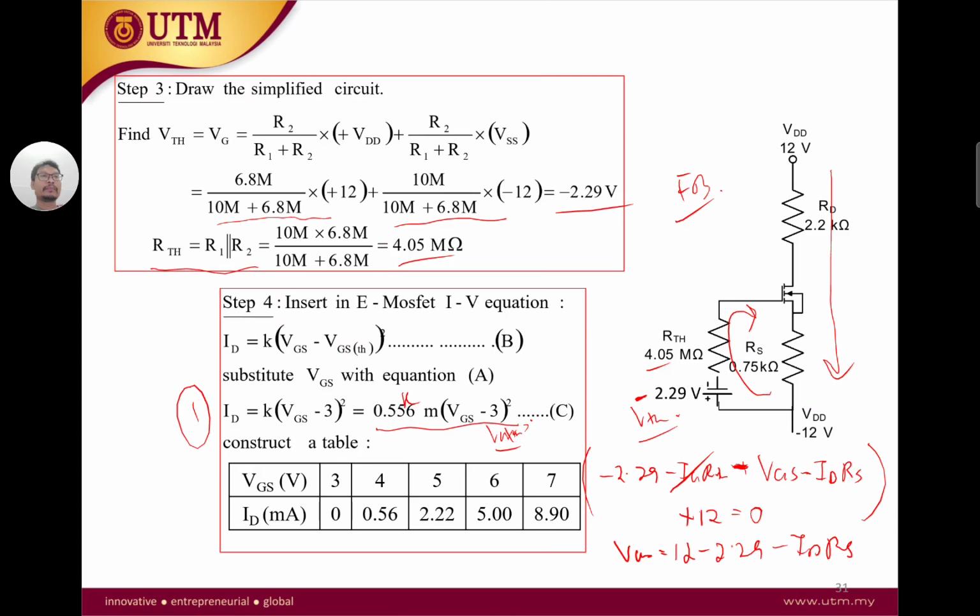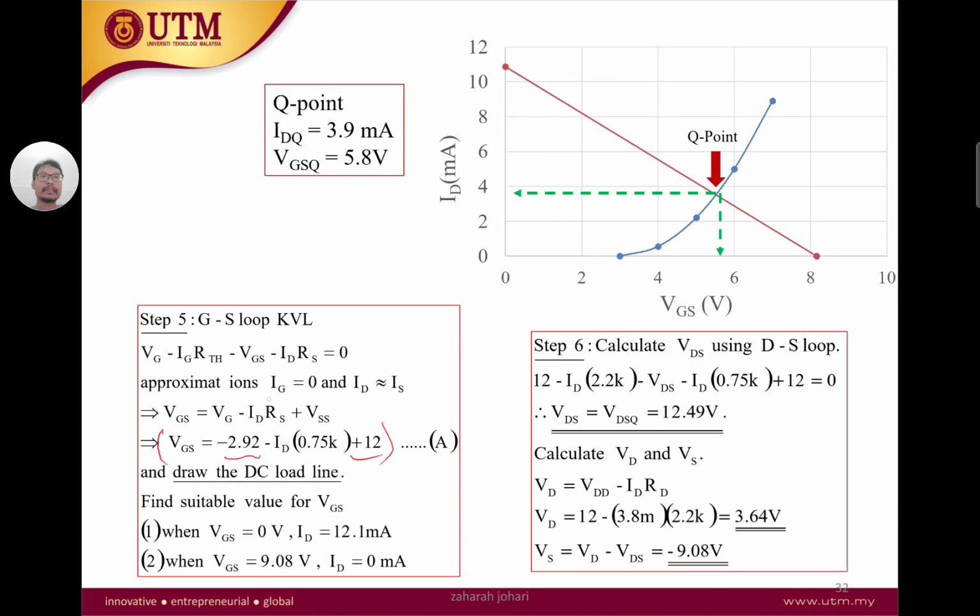So that's what you get here: 12 minus 2.29 minus IDRS. And if we set our VGS to 0, we can find ID. So ID is 12.1 milliamps. And if we set our ID to 0, then we can simply get VGS is 9.08 volts. And from there, you can draw a load line. I think there's a mistake here. 9.08 is maybe around here, and then 12 is there. So our load line is actually like this. Be careful doing the load line.